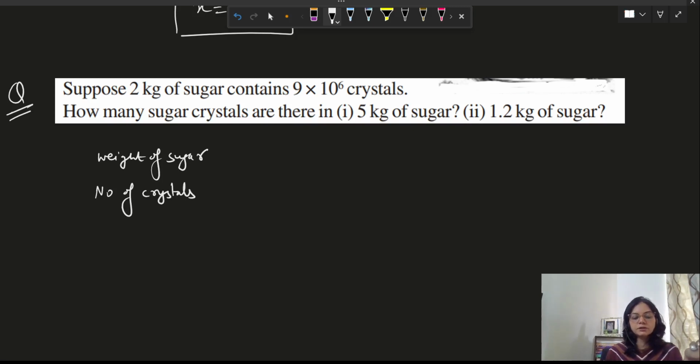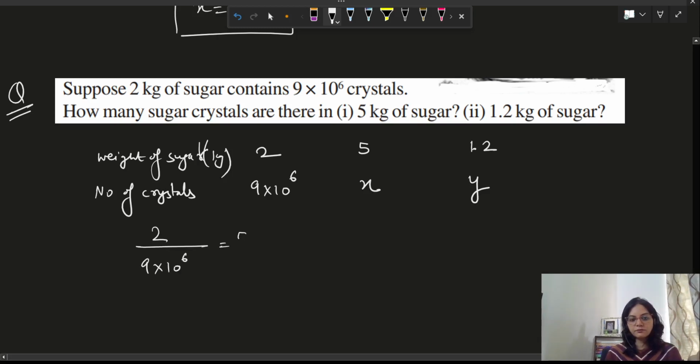We can do it in parts. If it is 2 kg, the number of crystals is 9 into 10 to the power 6. If it is 5 kg, what will it be? And if it is 1.2 kg, what will it be? So let's find it. So you have 2 by 9 into 10 to the power 6 is 5 by x. So what will be the value of x? Here you have to cross multiply. x will be 5 into 9 into 10 to the power 6 by 2.